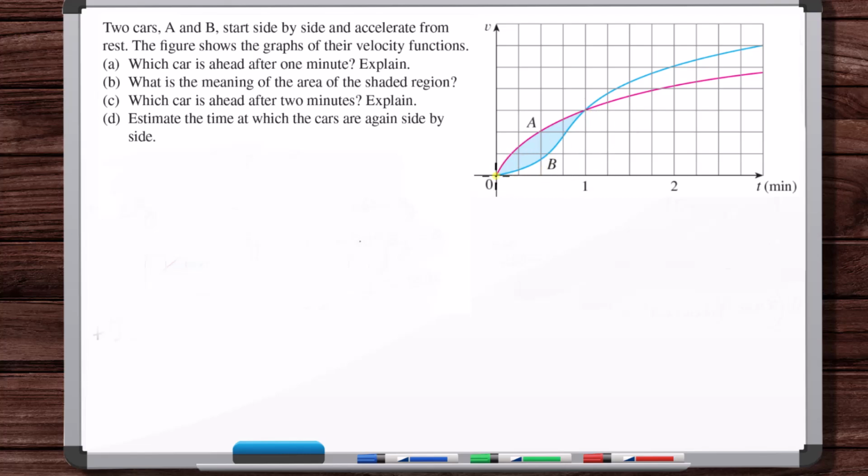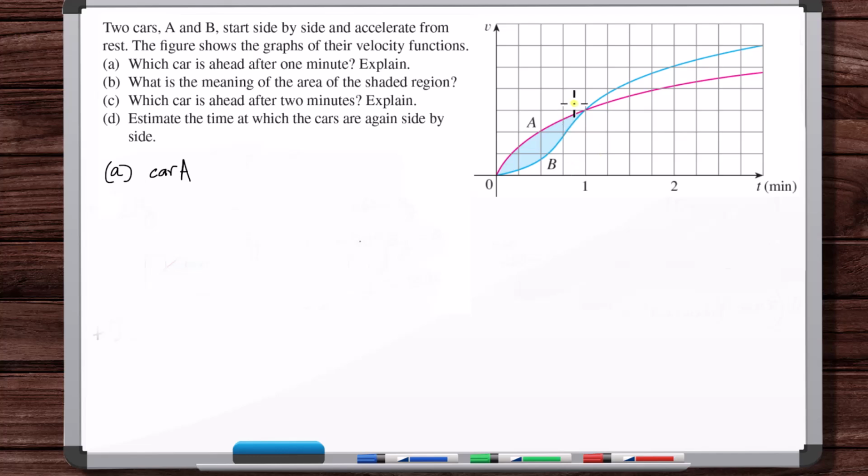So in this case, the area under any portion of either of these velocity curves over some time interval is the distance traveled in that time interval. So part A, which car is ahead after 1 minute? Well, we can see by intuition that they both start from rest, and they're traveling in the same direction. They're never traveling backwards. Car A's velocity is overall bigger than car B's velocity for that 1 minute interval, so car A has to be ahead of car B.